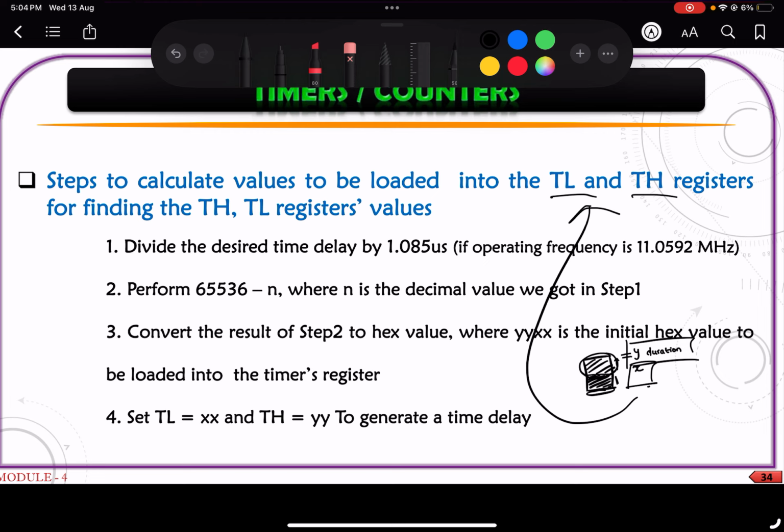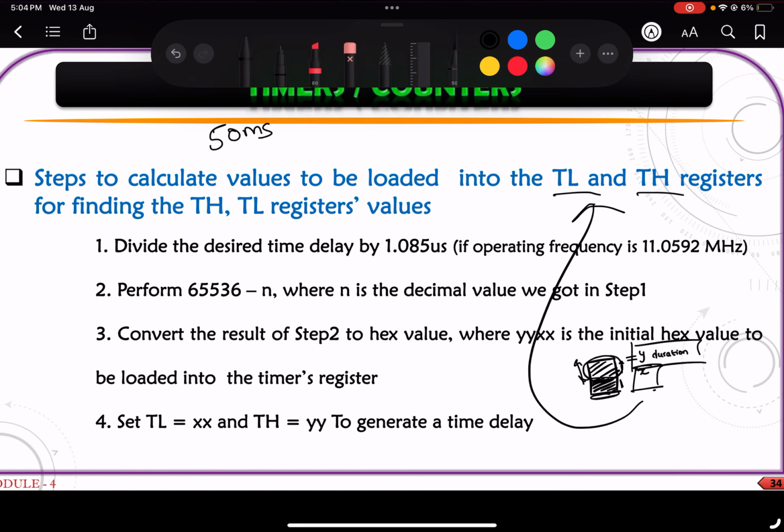Suppose you want like 50 milliseconds. What is 50 milliseconds? Y. What is Y? The time it takes for me to fill up the petrol tank. Suppose I want a 50 millisecond time delay, then what I'm going to do is divide 50 by 1.085 microseconds, get some value. Let's just write value. Then I'll do 65536 minus value, which will give me another value.